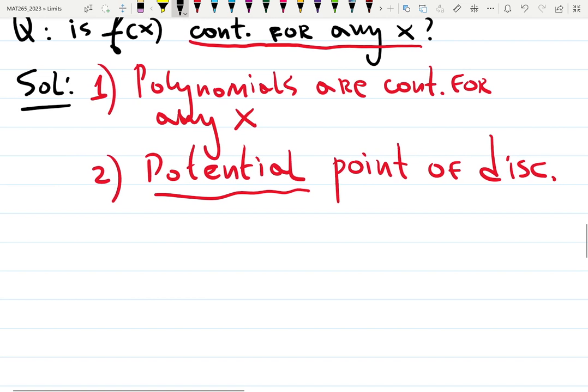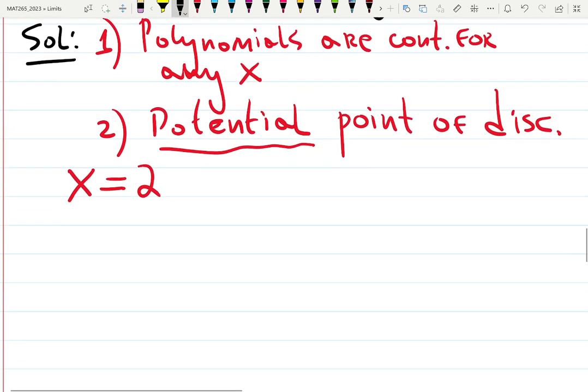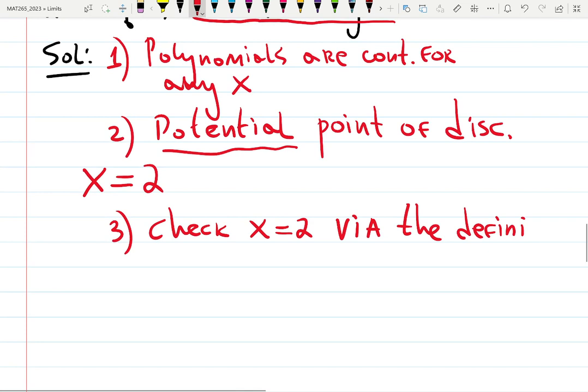So the potential point of discontinuity, I did not finish. What is it? X equals 2. Something might be wrong. We're going to have to check it. So step 3, check x equals 2 using the definition, right? Or I will say via, which means using. Let me know if you don't like the abbreviation. Using the definition, and the one I mentioned at the very beginning: step 1, step 2, step 3.